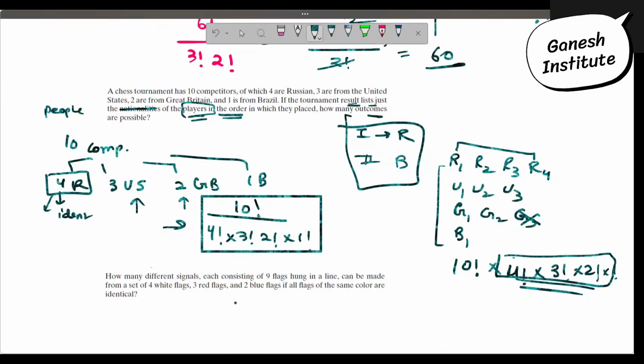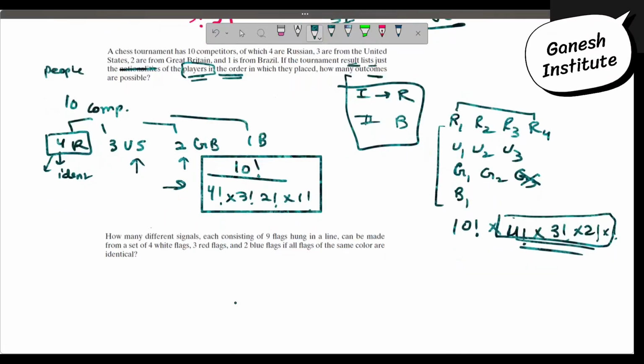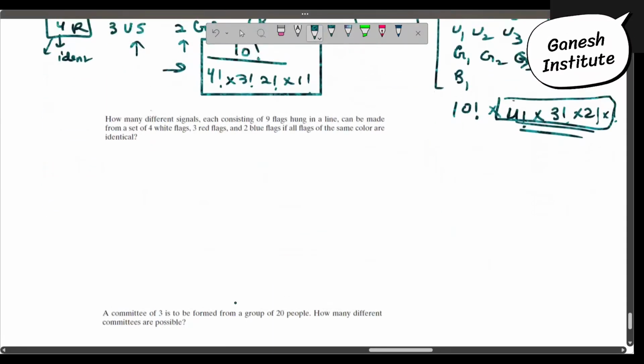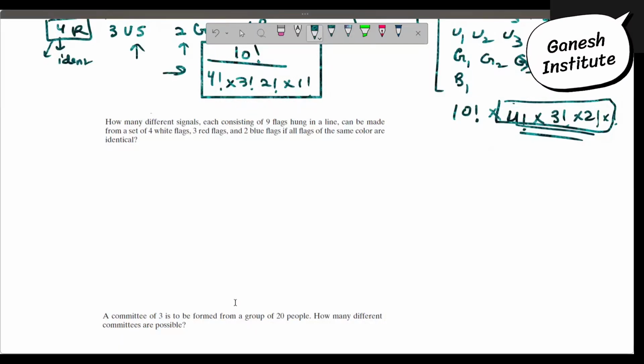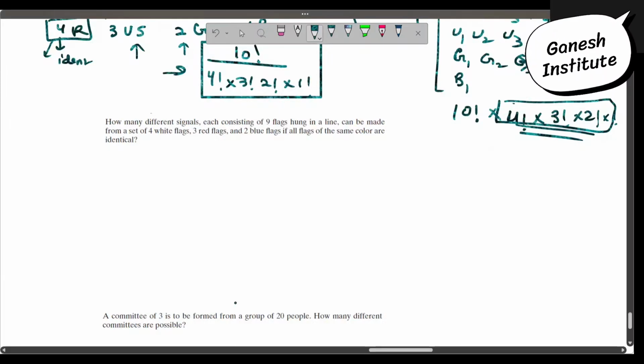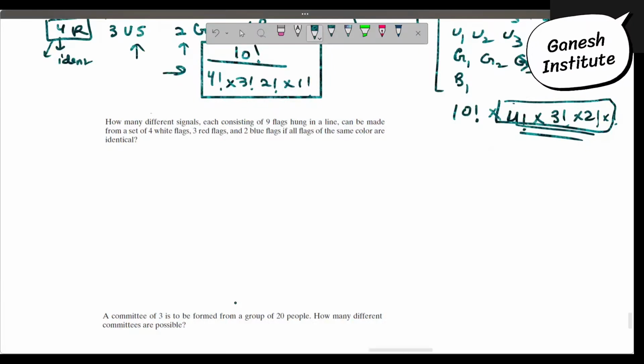I have no calculator with me right now, so it will take some time. Okay, let's read this question. How many different signals, each consisting of 9 flags hung in a line, can be made from a set of 4 white flags, 3 red flags, 2 blue flags, if all flags of the same color are identical? Now, different is also the keyword. Different signals is also the keyword for permutation.